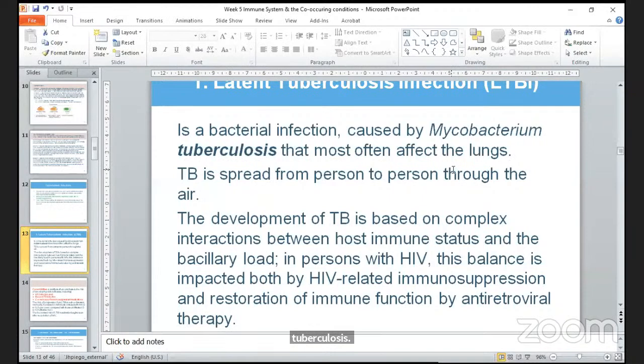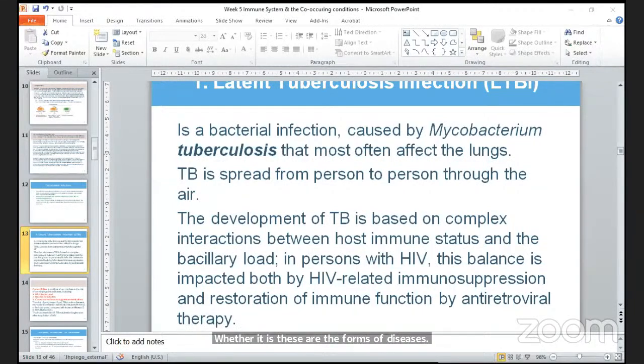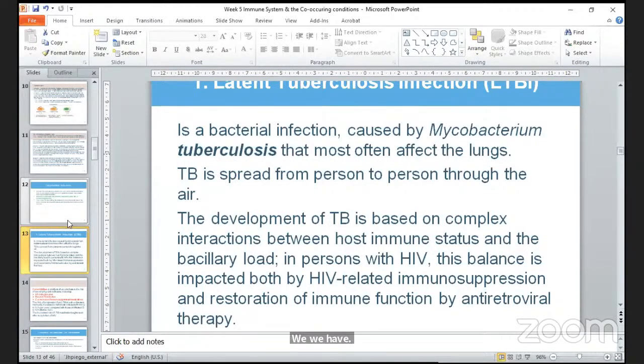Something before I proceed: it is important to understand that when you are discussing any form of disease, whether it is opportunistic or these other forms of diseases, it is important to understand the causative agent. That is, try to understand what causes that kind of disease. That's how we learn diseases. First of all, understand the causative agent, then signs and symptoms, and then modes of treatment, control and treatment.